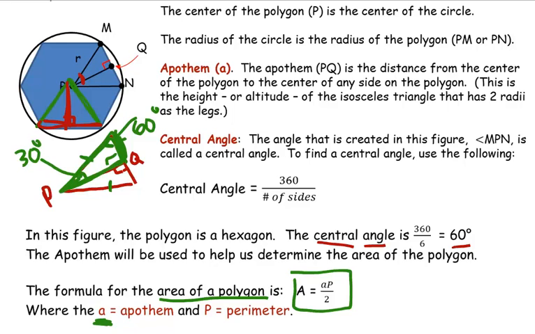Well, if I want to add up all of those triangles, what if I did the apothem times all of the bases? Right? Add up all the bases. That's what the perimeter does. Apothem times the perimeter, and then divide by 2.